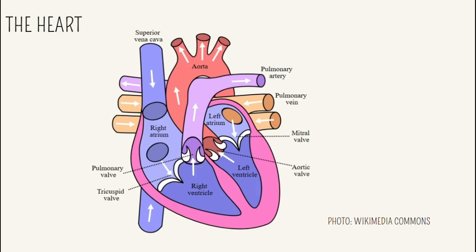the right ventricle, left atrium, left ventricle, pulmonary artery, pulmonary vein, the mitral valve, aortic valve, pulmonary valve, and tricuspid valve, which prevent the backflow of blood. All of these parts of the heart are very, very important, and we're going to talk about how all of this works in just a second.